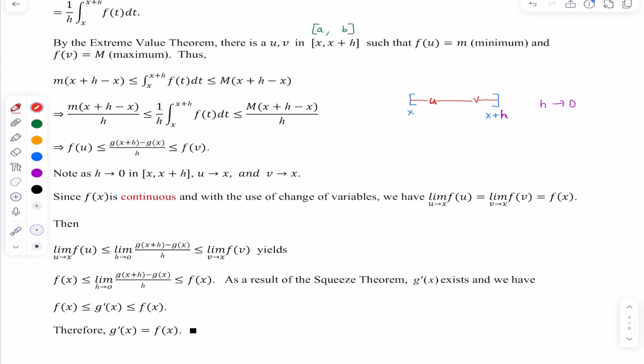So as h goes to 0, what happens to v? As the interval is getting smaller, v is going to be pushed towards x. As h gets even smaller, what happens to u? U will also have to be pushed towards x. So we have u being pushed towards x, and we have v being pushed towards x.